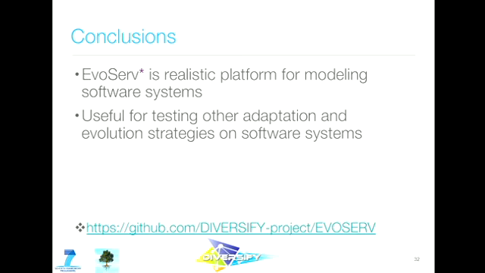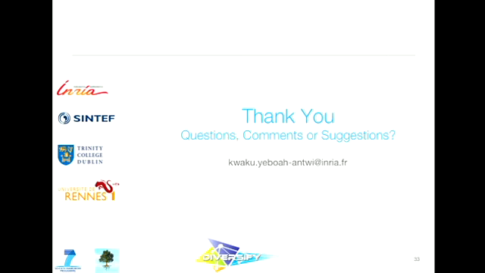So finally, we also presented this EvoServ software. It's open source and online. We think it's useful for testing evolution and adaptation in software systems, and we think other people will find it good to use. Our data is also online, so other people can use it. It's useful for other things too, and we're using it for other things. So it's available if anyone needs to check it out. And yeah, that's it.